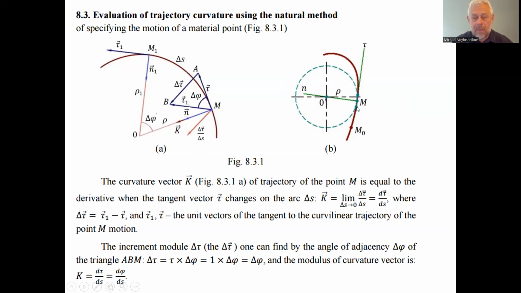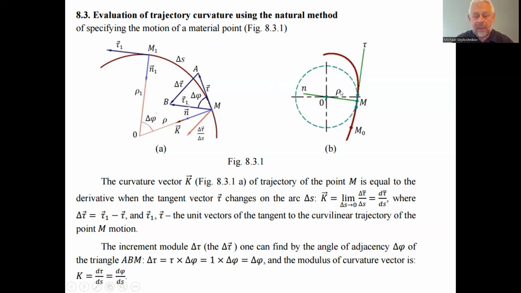So we can consider a very small segment of the trajectory of the curvilinear motion of the point M from the point M0, assigned by the natural way of assigning this point. For the very small segment, we can substitute a segment of the circle, indicated here by the stroke line.